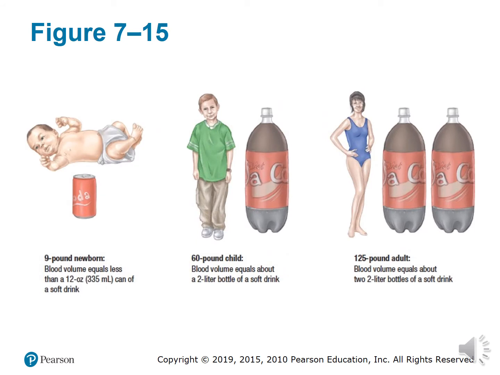So this is about the amount of blood that you have per volume in your body. A 9-pound newborn's blood volume is equal to less than a 12-ounce can. A 60-pound child's blood volume is equivalent to a 2-liter soft drink, and an adult of 125 pounds has about 2 liters. The blood amount is equivalent to 2 liters of soda.